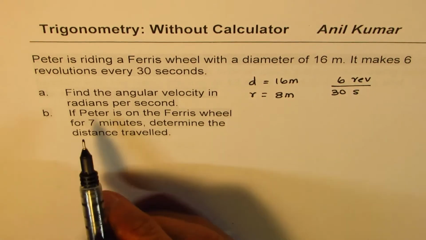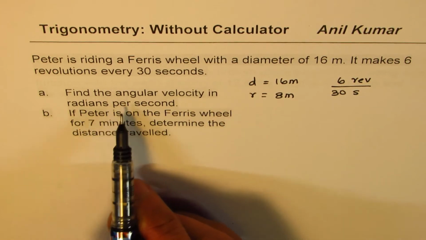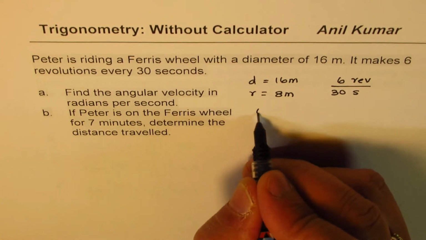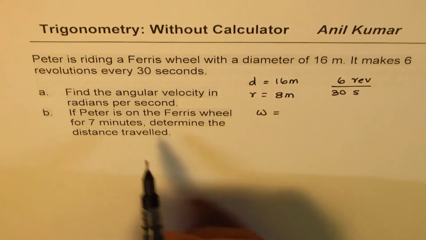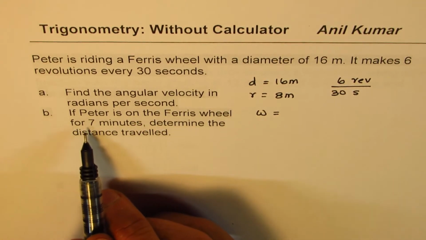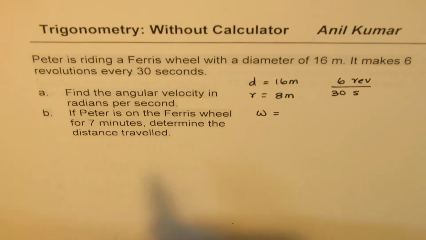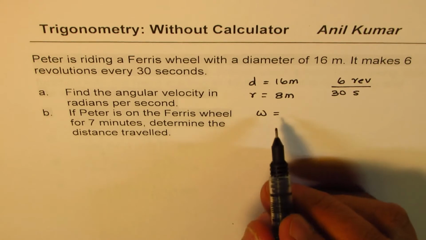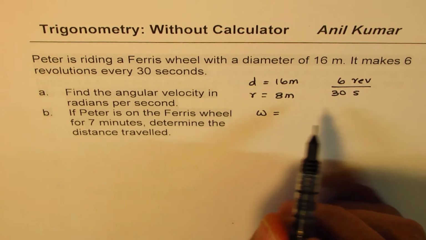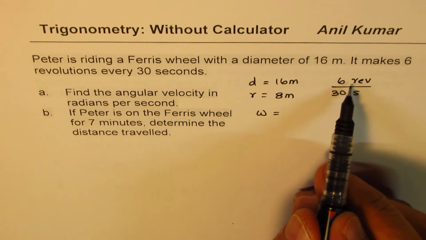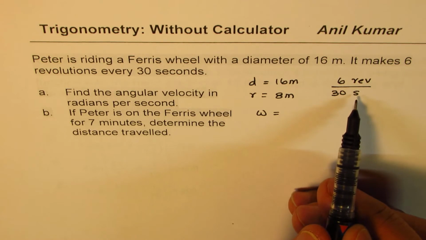Okay. What do we need to find? Find the angular velocity in radians per second. So the first thing we need to find is angular velocity omega, and the unit should be radians per second. And second, if Peter is on the Ferris wheel for 7 minutes, determine the distance traveled. Now, omega we want in radians per second. So basically, we want to convert this 6 revolutions in 30 seconds into radians per second.